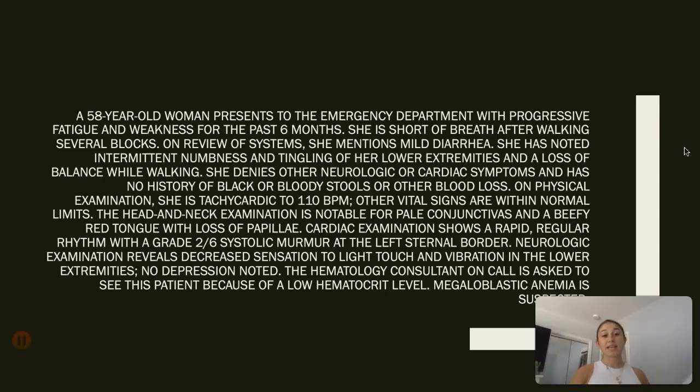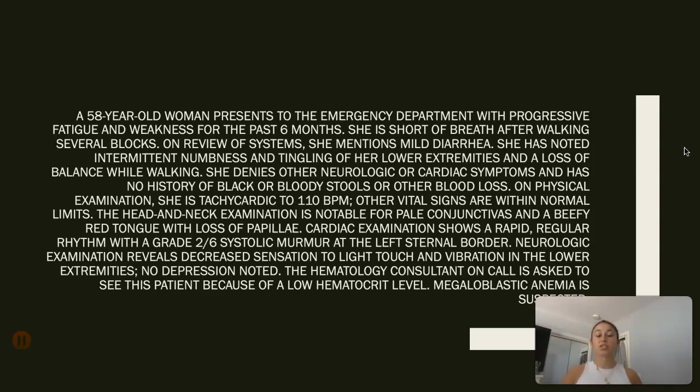And the second case is case number 4, a 50-year-old woman. She presented to the ED with progressive fatigue and weakness for the past 6 months. She's short of breath after walking several blocks and on a review of systems, she mentions mild diarrhea. She has noted intermittent numbness and tingling of her lower extremities and a loss of balance while walking. She denies any other neurological and cardiac symptoms and has no history of black or bloody stool or other blood loss, which is very important.